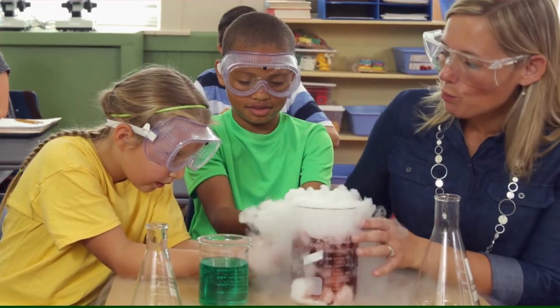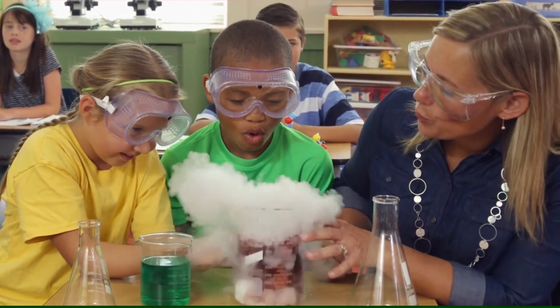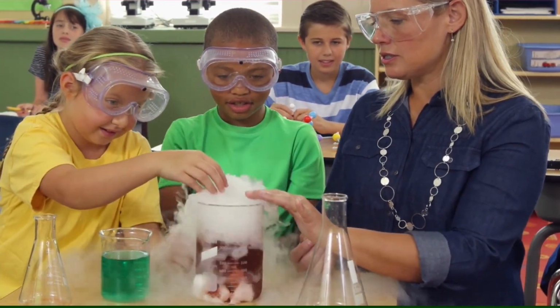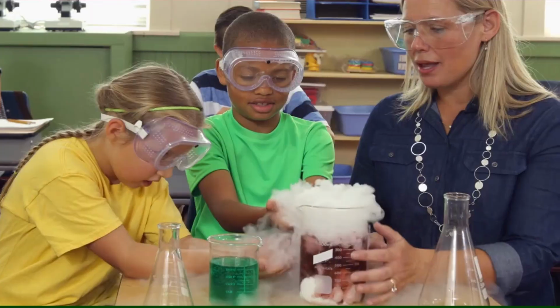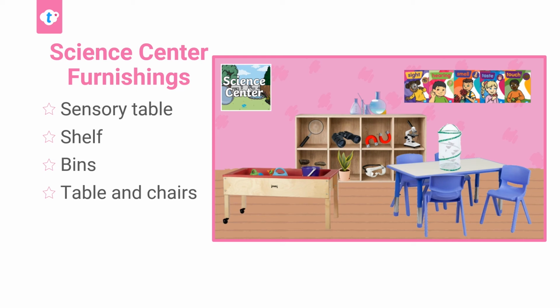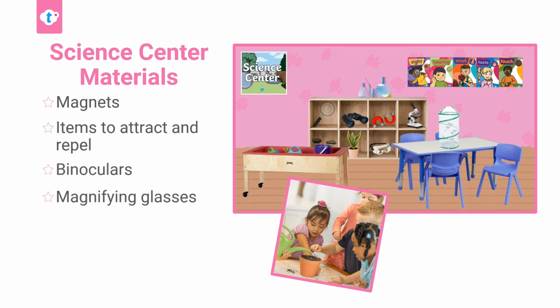Science Center. The Science Center is an area for students to question the world around them and explore and learn new materials. Children examine things, compare and contrast, and draw conclusions about observations, all while playing. In the Science Center, you should have a sensory table. Depending on space, it is sometimes in a separate area. You need a shelf and bins for the science materials, and a designated table to play. Add materials such as magnets, items to attract and repel, binoculars, magnifying glasses, prisms, and color paddles.